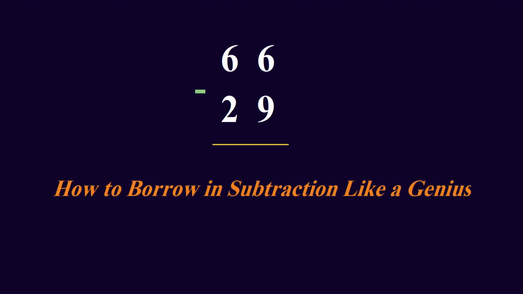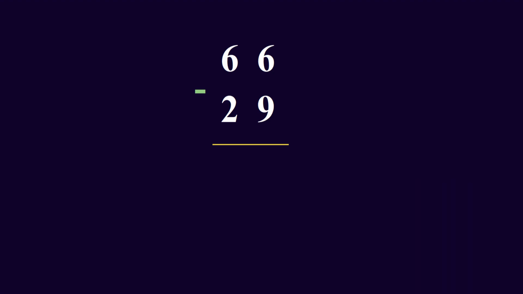In this evening vlog, let's solve this subtraction problem. 66 minus 29. The ones column is on the right and the tens column is on the left. We start solving the subtraction problem by subtracting the numbers in the ones column.